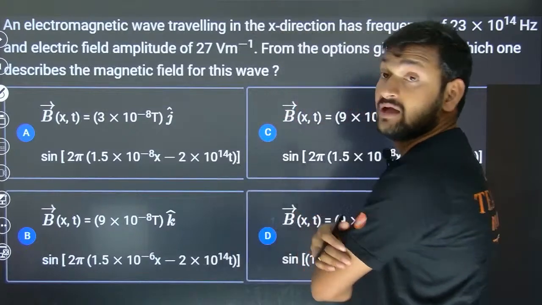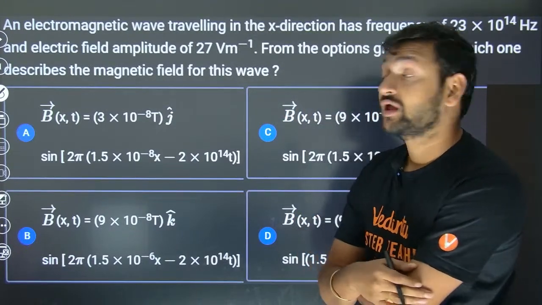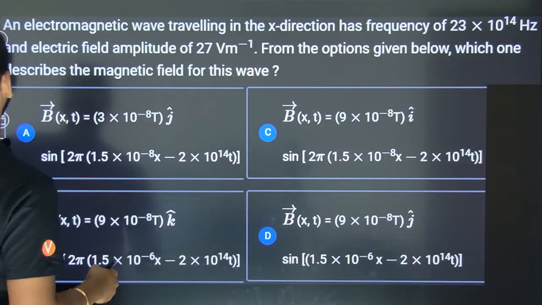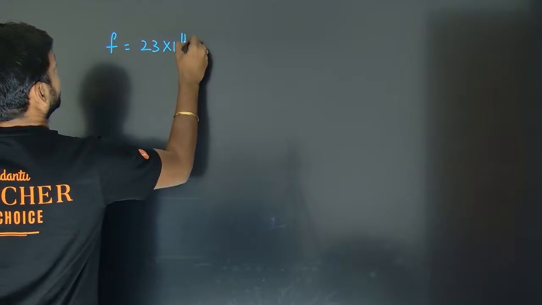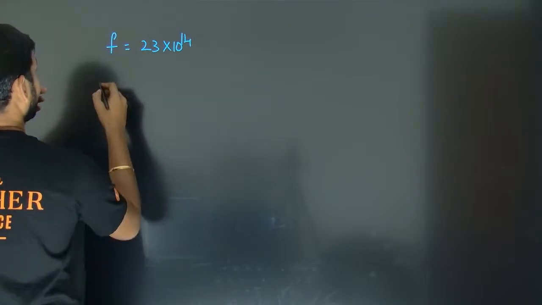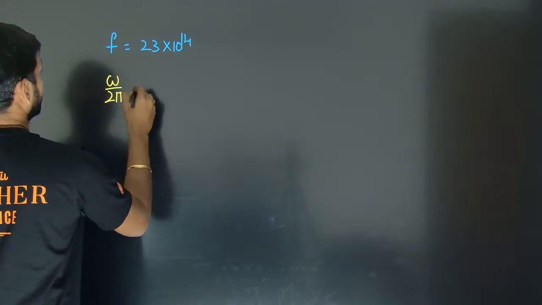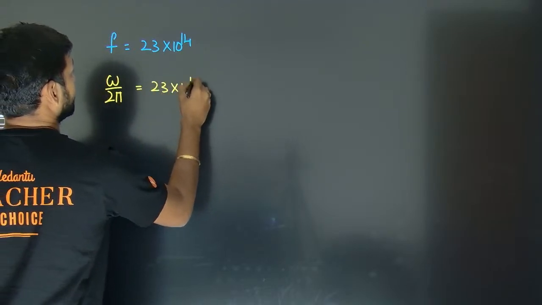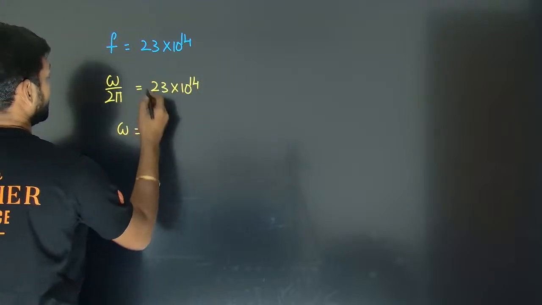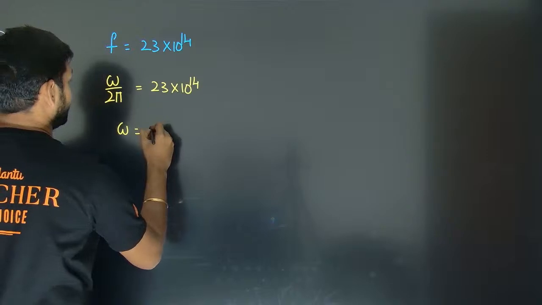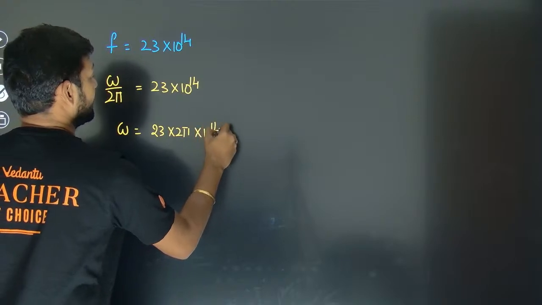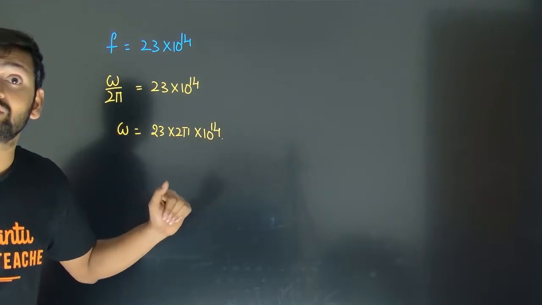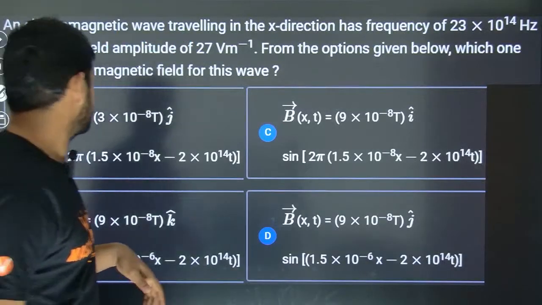From the frequency, we will be getting the omega value, right? They gave the frequency as 23 into 10 to the power 14. And that frequency is omega by 2 pi. So what is the omega then? 23 into 2, which is 46 pi, or you can say 23 into 2 pi into 10 to the power 14. Let us look at the options where the omega is 23 into 2 pi into 10 to the power 14. How many options?